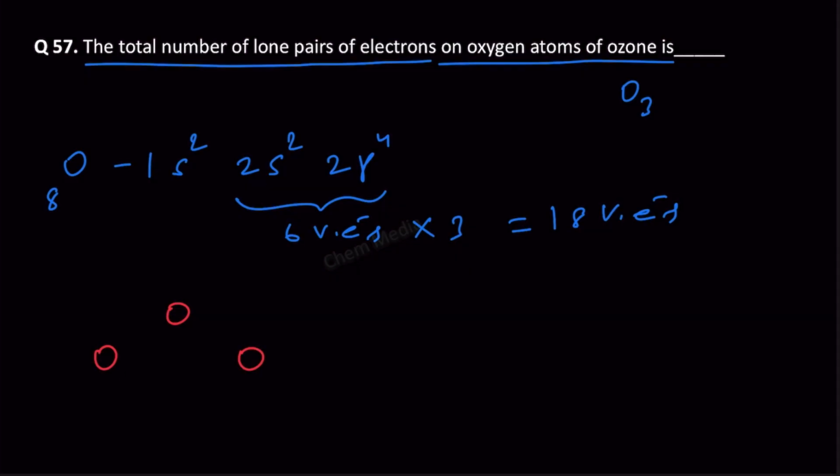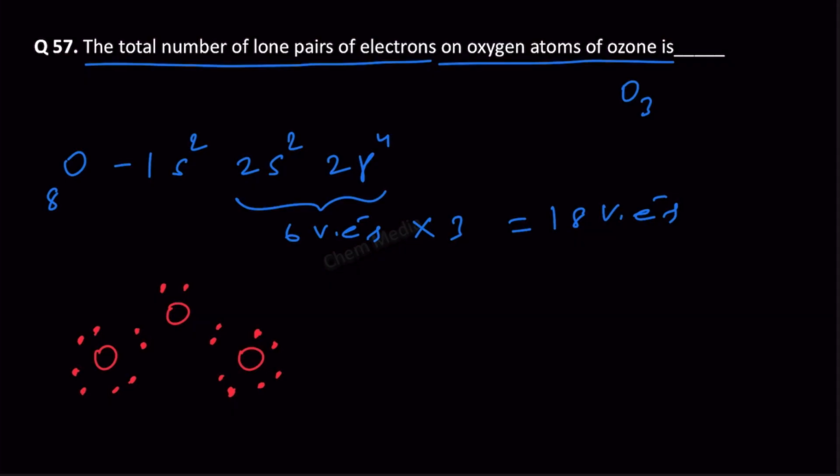We have 3 oxygen atoms. Let us put one bond pair between 2 oxygen atoms on both sides. That accounts for 4 valence electrons. And then let us put 3 lone pairs on the edges. That would account for 12 valence electrons. So, 12 plus 4 is 16. We still have 2 more valence electrons. Let us put that on the central atom.